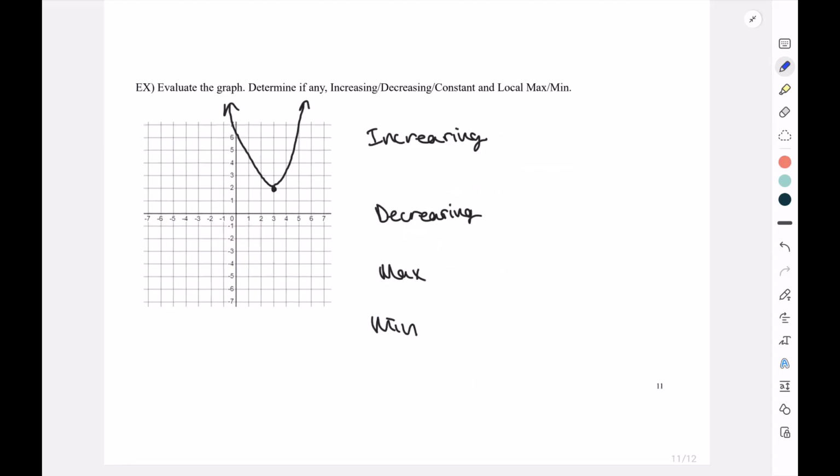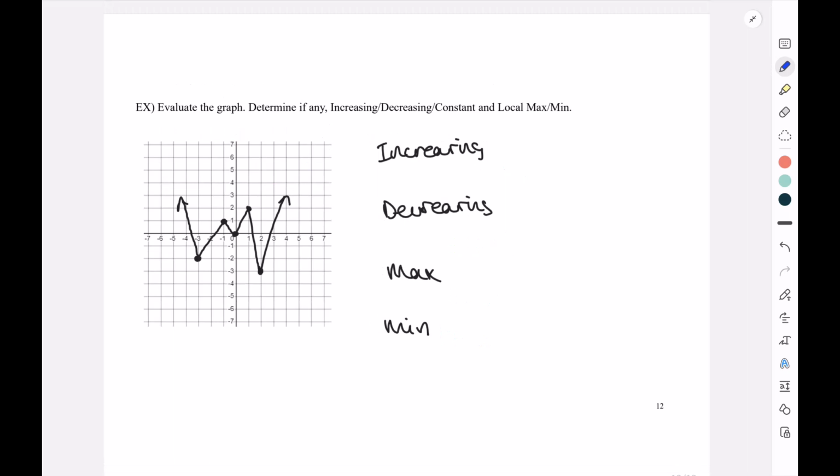So now we're going to look at, for this graph, the increasing and decreasing, max and min. We can see that from left to right we're decreasing here and we're increasing over here. For increasing, we're increasing from 3 to positive infinity. We're decreasing from negative infinity to 3. We don't have a local max, and our local min would be right here at (3, 2).